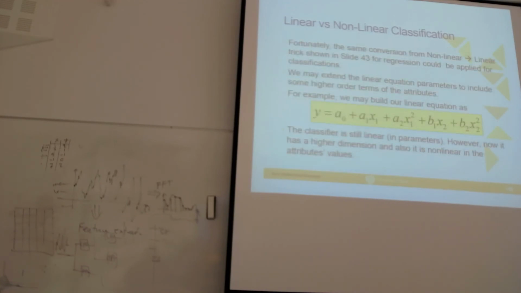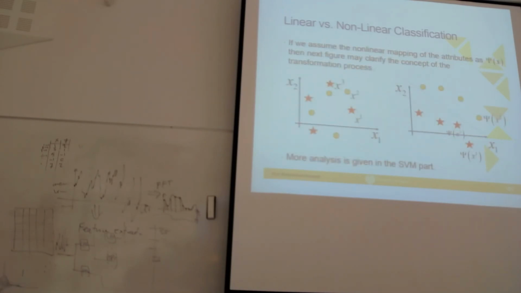In many situations, we don't have linearly separable data. So in that case, we may use the same concept by transforming the problem from nonlinear to linear by extending the dimension. For example, in this case, we extend by using the square of the data, but it's still linear. The classifier is still linear, but we can use a nonlinear transformation of the data itself. In that case, we can separate even non-separable data.